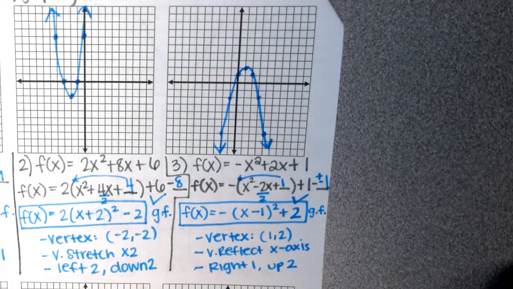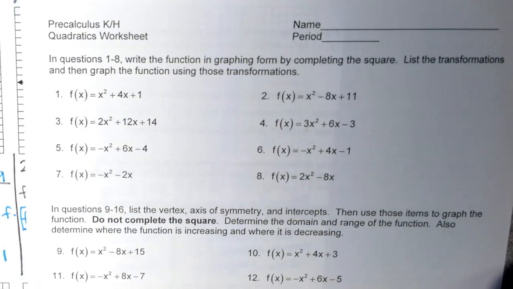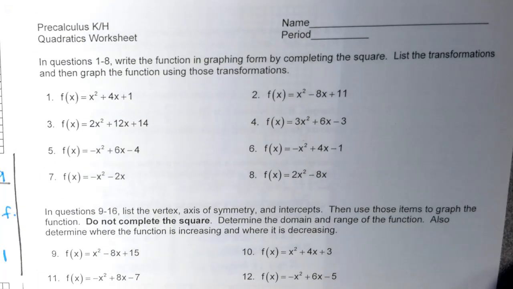Your homework, which you should have picked up, is how I expect you to do numbers 1 through 8. Okay? Write the function in graphing form by completing the square, list the transformations, then graph those transformations. You will need graphing paper. It's due Wednesday.